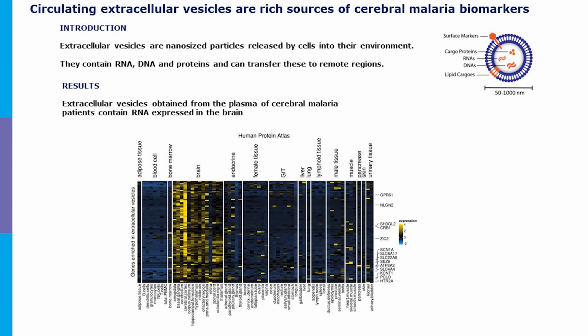In my work, we explore biological entities called extracellular vesicles that are released by host cells into the environment. They contain RNA, DNA, and proteins, and can be transferred in our blood to remote regions far away from their origin. In my current project, we analyzed the RNA content of vesicles obtained from cerebral malaria patients and found that those vesicles contained RNA from the brain, suggesting that that's where they originated from.